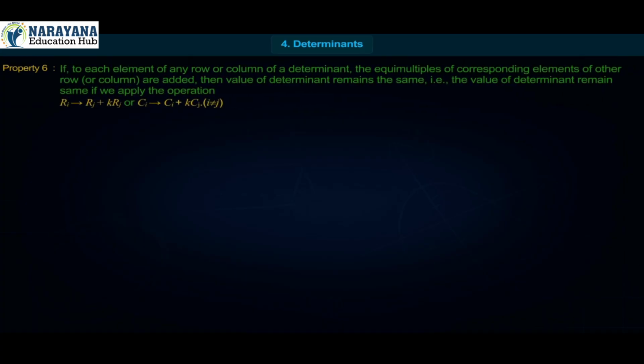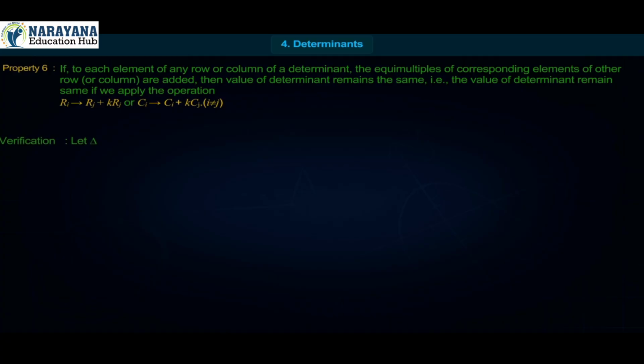Property 6. If to each element of any row or column of a determinant the equimultiples of corresponding elements of other row or column are added, then the value of the determinant remains the same. That is, the value of the determinant remains the same if we apply the operation Ri to Ri plus k Rj or Ci to Ci plus k Cj, where i is not equal to j.